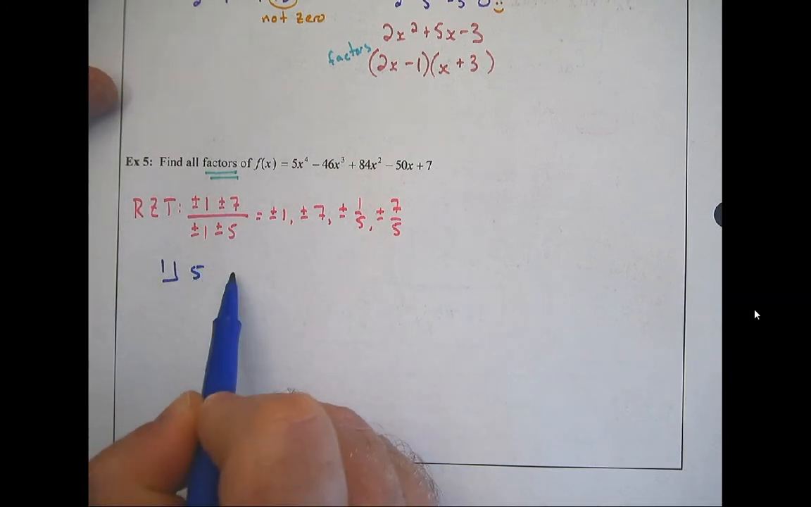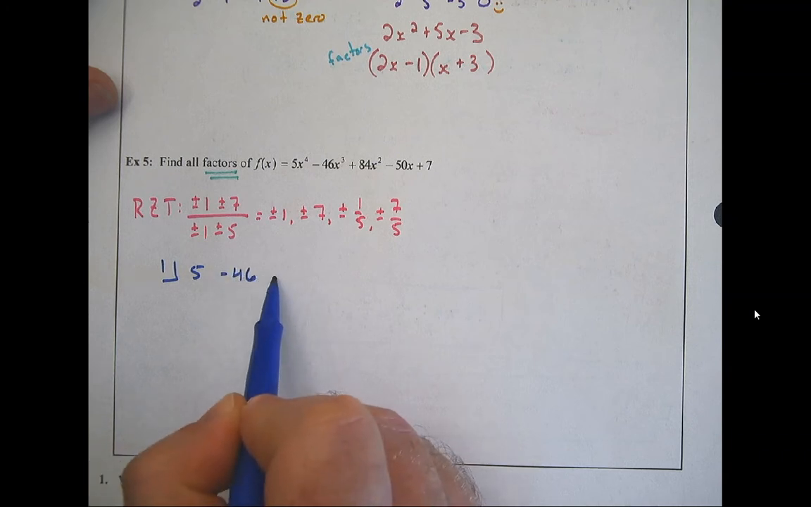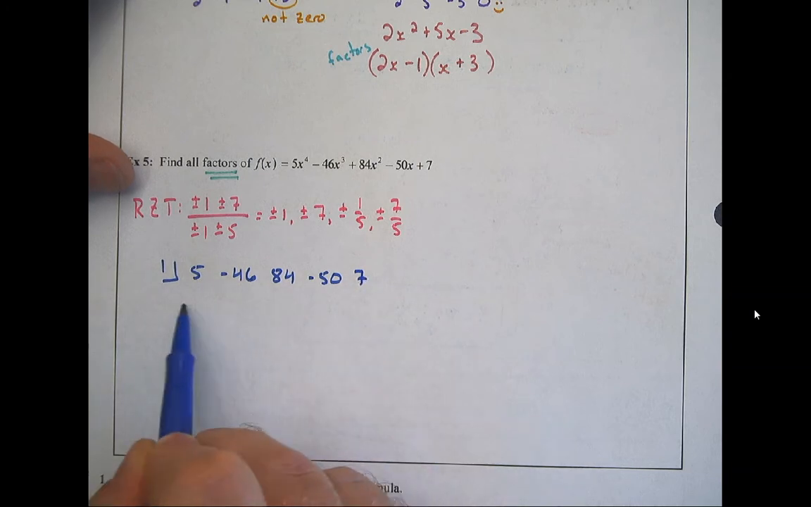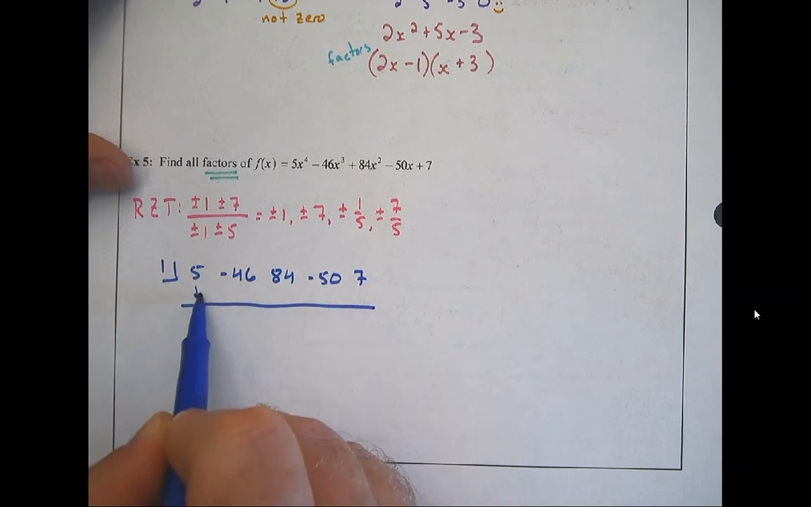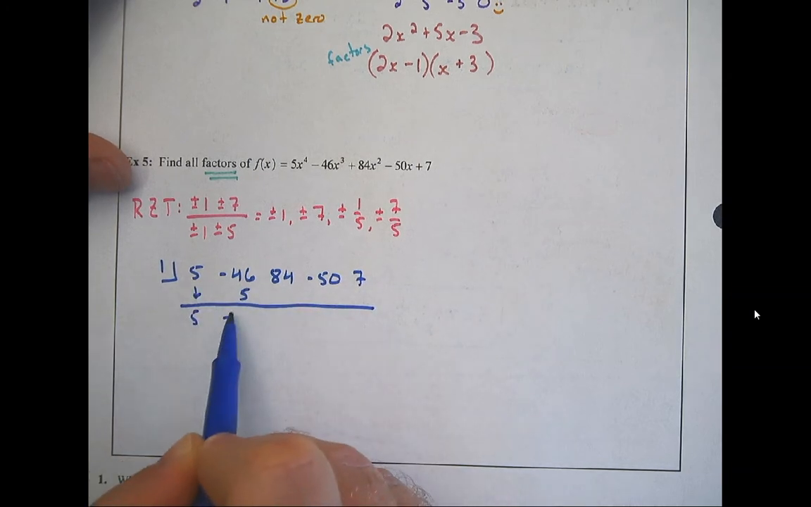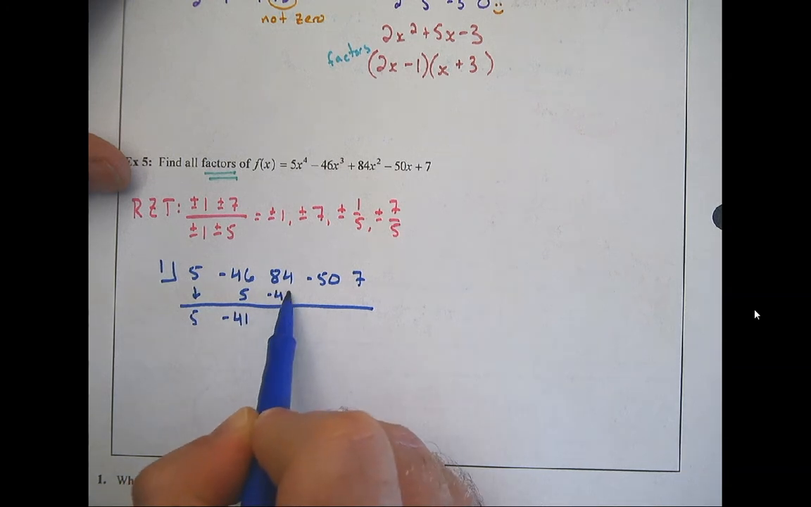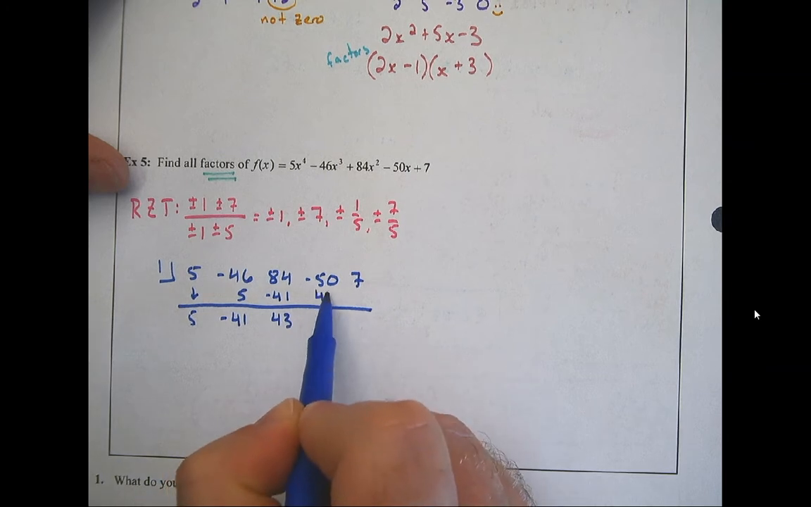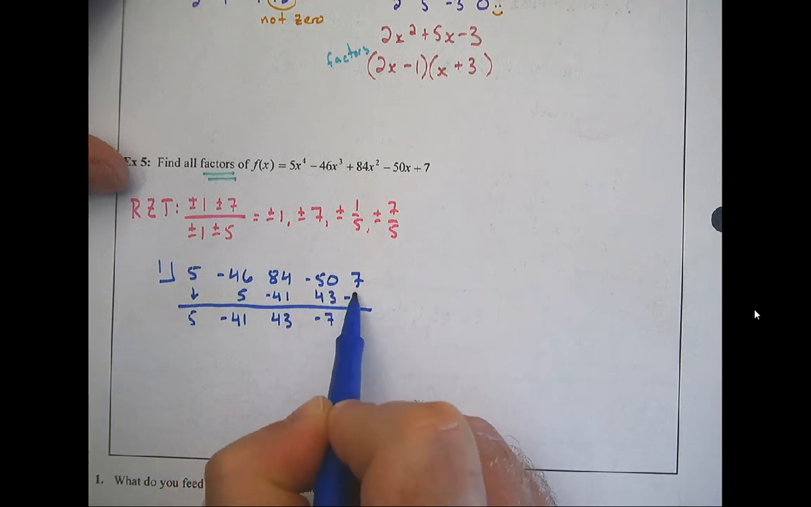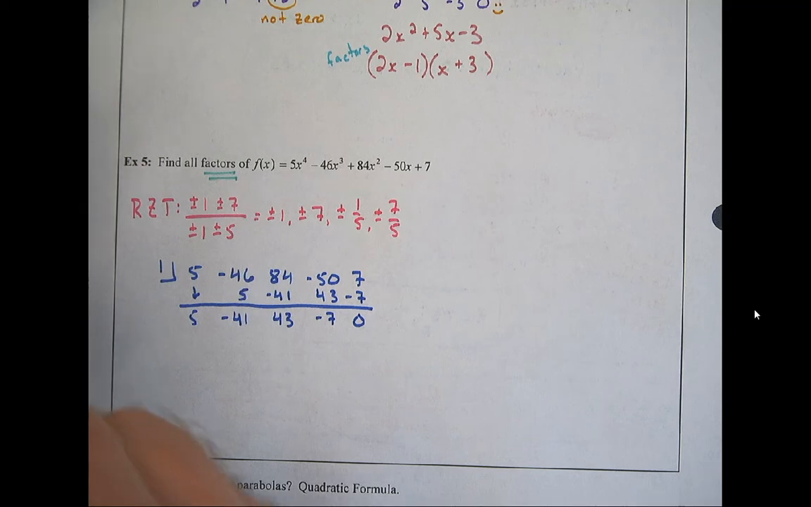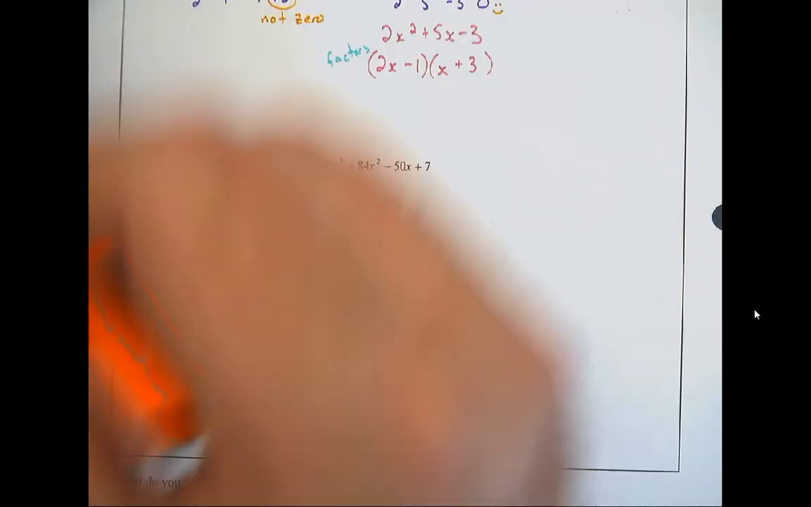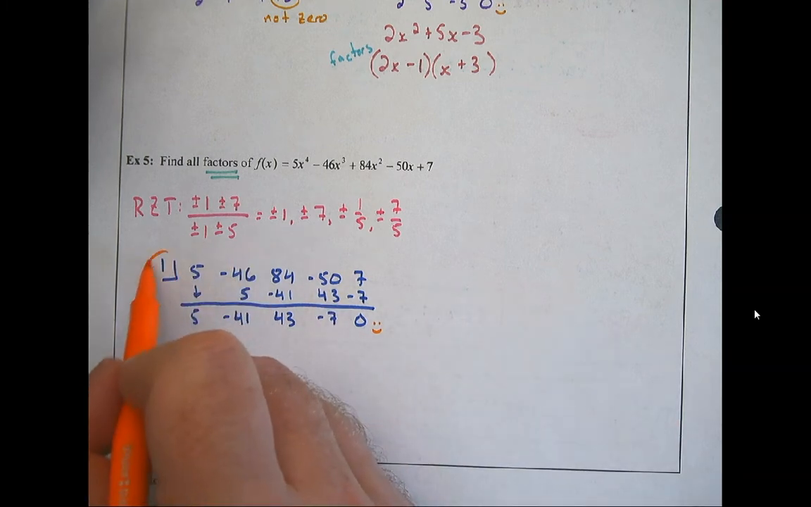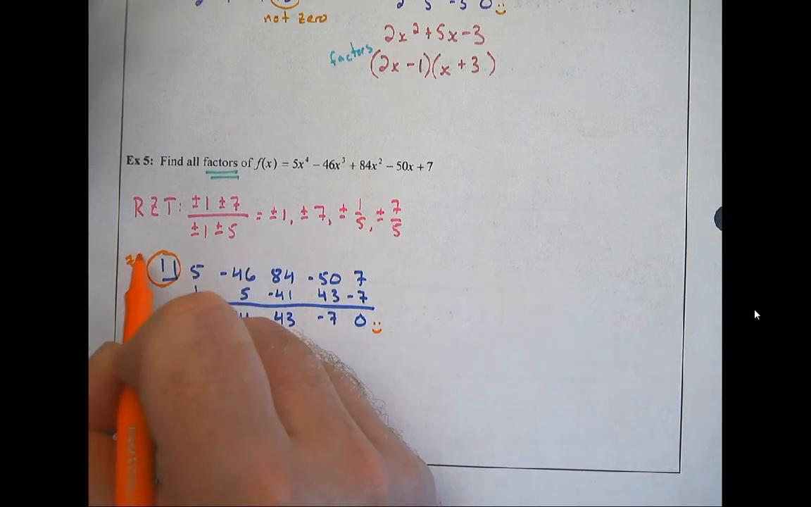So that's 5, negative 46, 84, negative 50, and 7. 5 and 5, negative 41, negative 41, 43. 43, yay, negative 7, 0. Yay, smiley face. If I get a remainder of 0, that means that this is a 0.